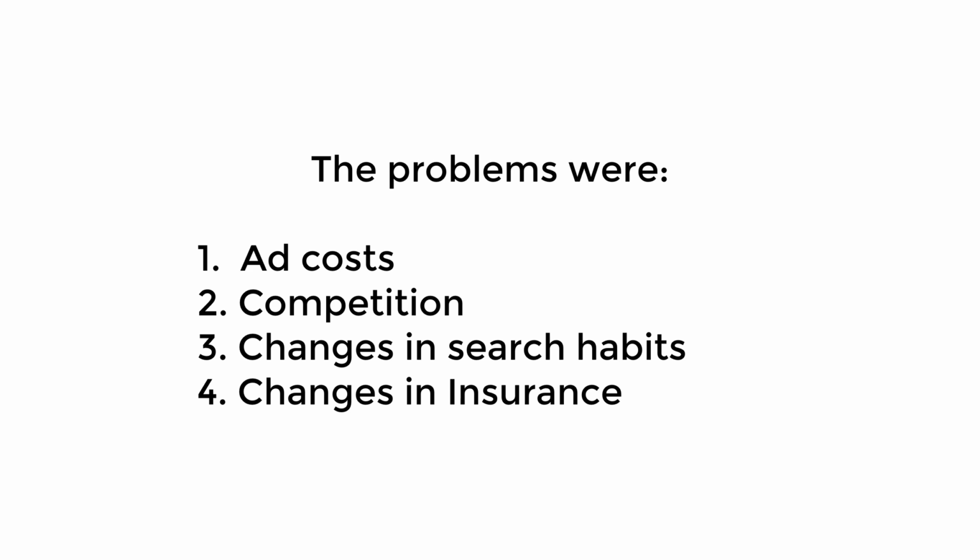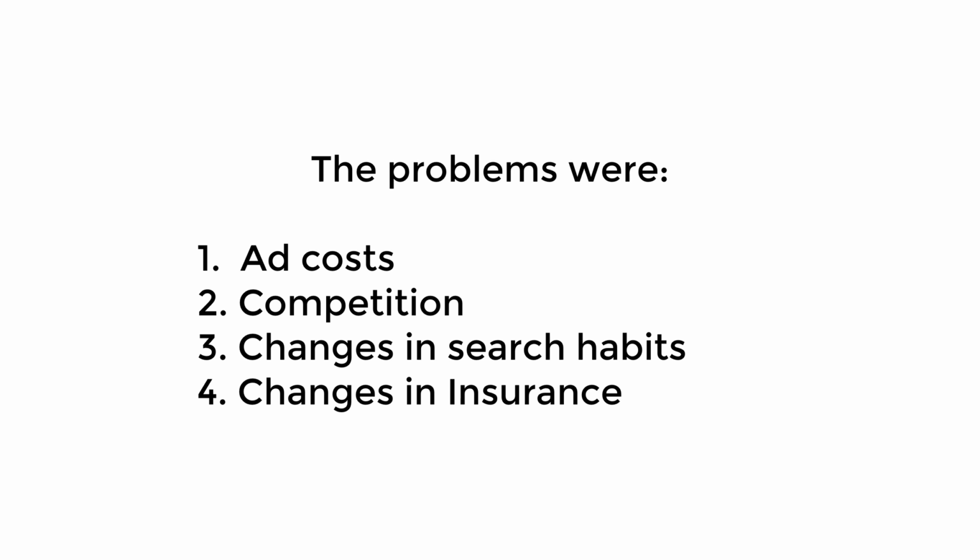Changes in search habits. Where it used to be everyone was searching on a certain search engine or certain keywords, that changed when the knowledge graph came and everyone started to talk. Mobile changed things. And then Google, in search habits, eliminated the whole right-hand side of ads and put them all on the front page. And then changes in insurance.